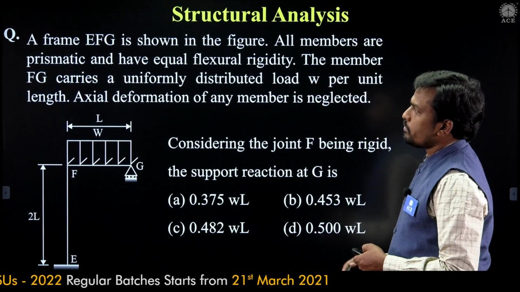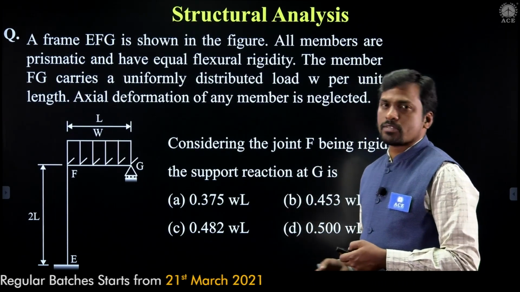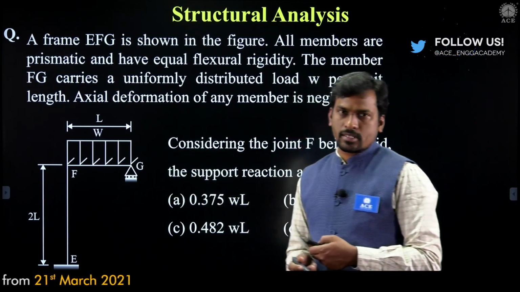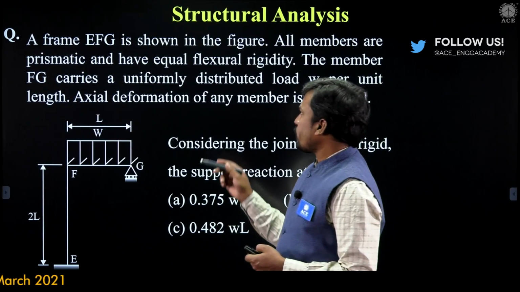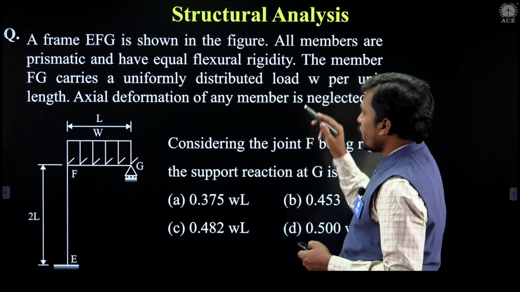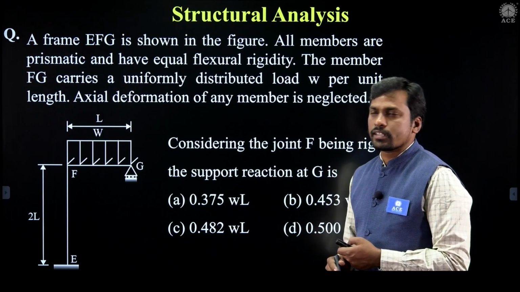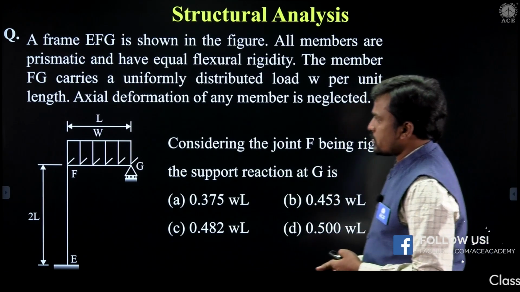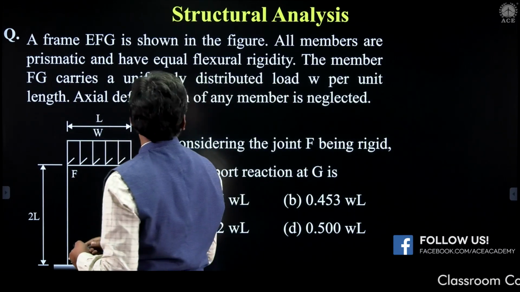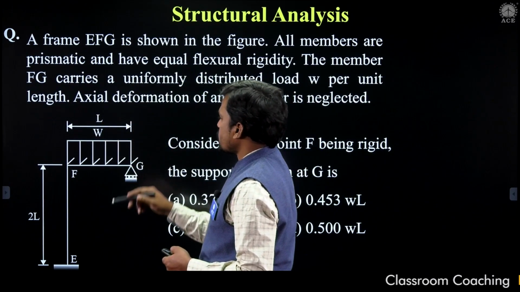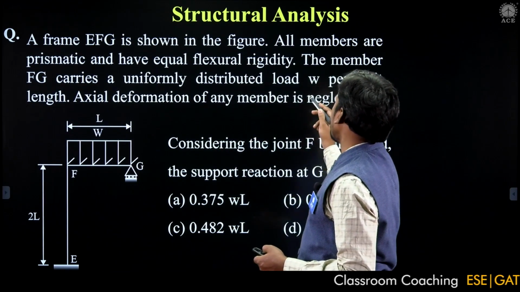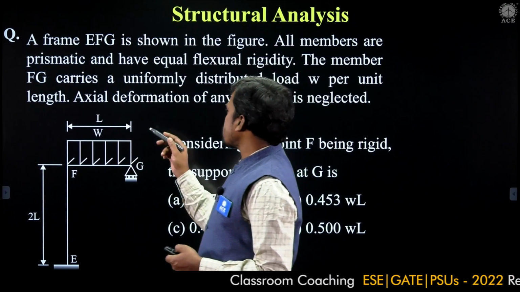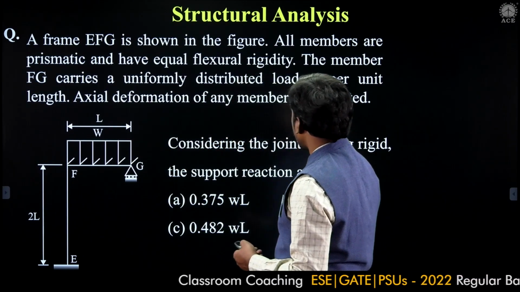All members are prismatic. What is the meaning of prismatic? It means the area is the same, and having equal flexural rigidity. What is flexural rigidity? EI. And the member FG carries a uniformly distributed load W per unit length. Axial deformation of any member is neglected.